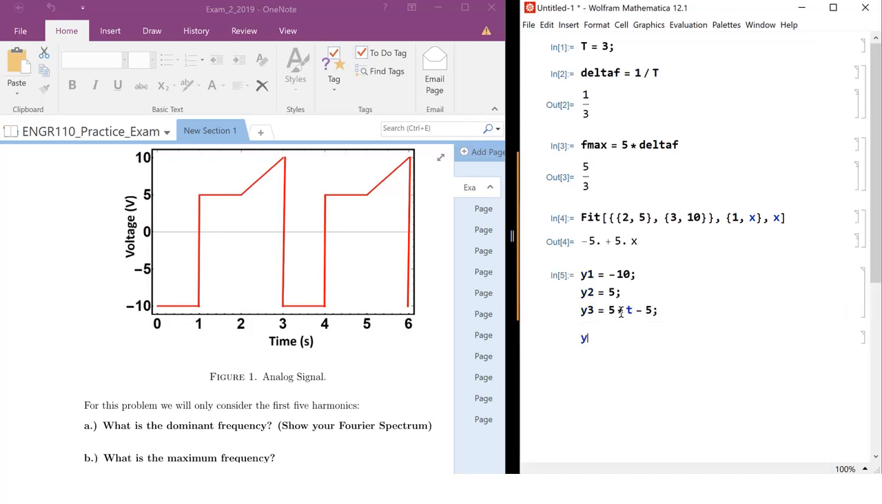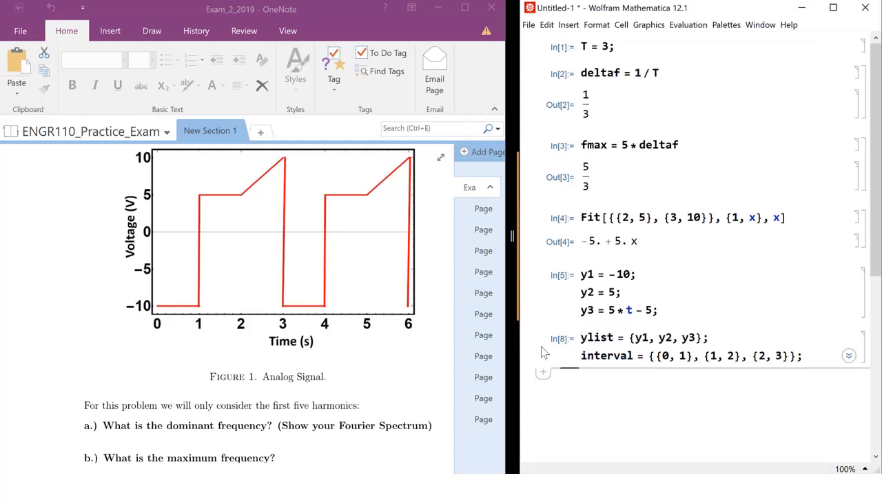I have my y list, which is the list of my piecewise functions. We'll see why I'm doing this in list form in a second. And I have my interval values, so when these functions are valid. The first one's from 0 to 1, the next one's from 1 to 2, pretty straightforward, and then 2 to 3 in this problem.